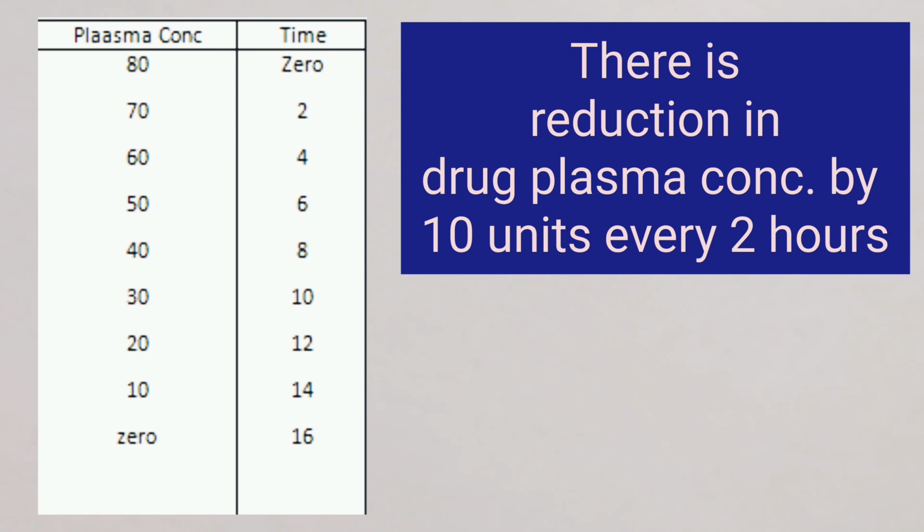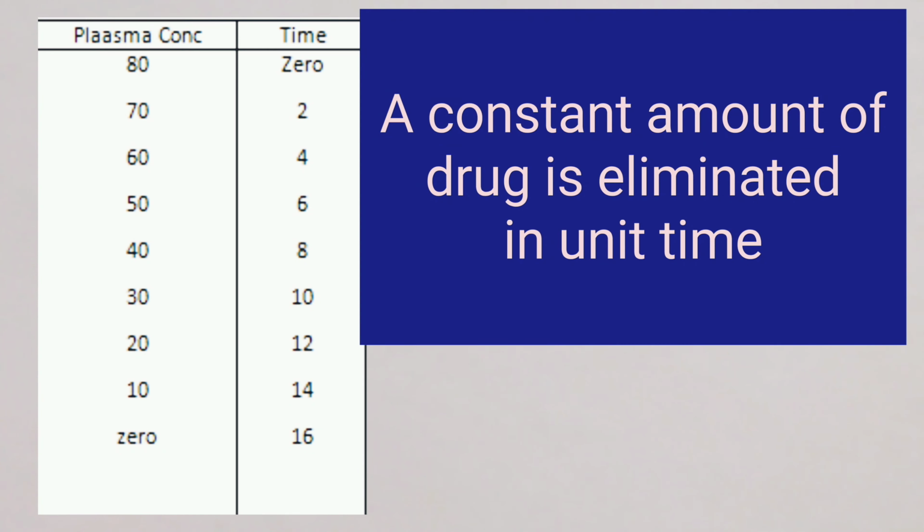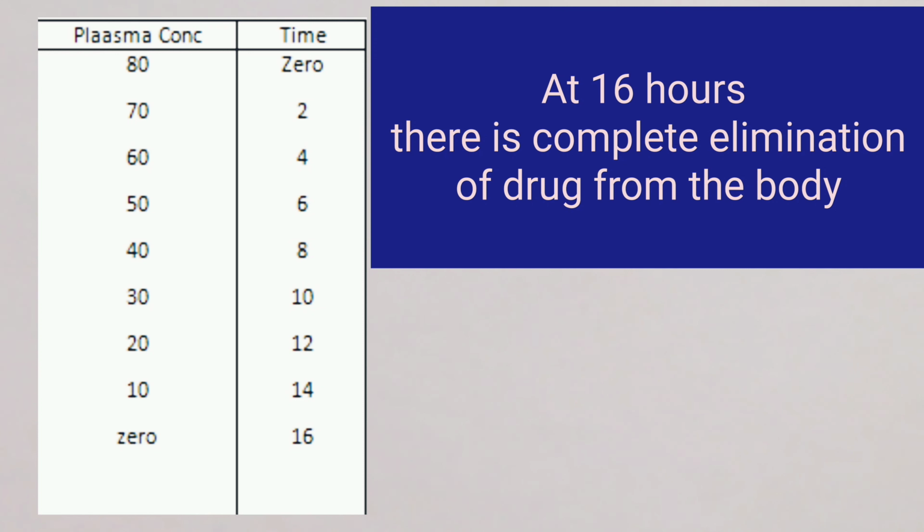In the next 2 hours, there is a further reduction by 10 molecules and the concentration is 60. In the next 2 hours, there is a reduction by the same 10 molecules, that is, the concentration becomes 50. In a similar fashion, there is a decline in plasma concentration and each time 10 molecules are reduced every 2 hours, so that at 16 hours, almost all the drug is eliminated from the body.